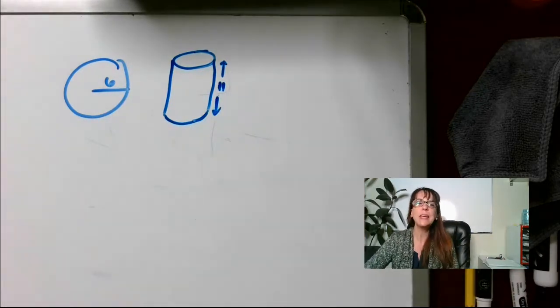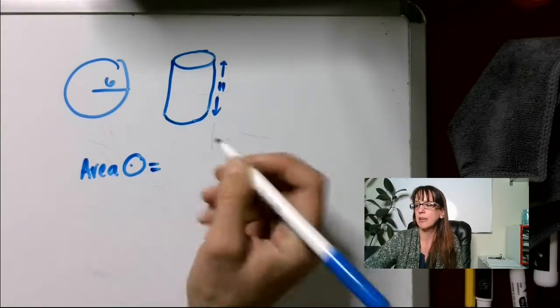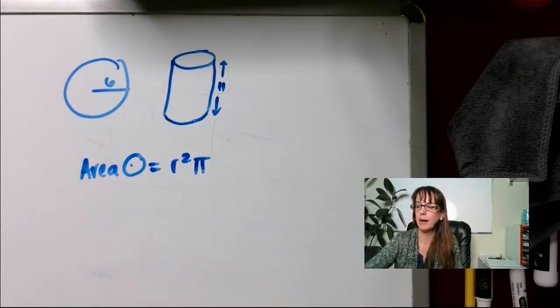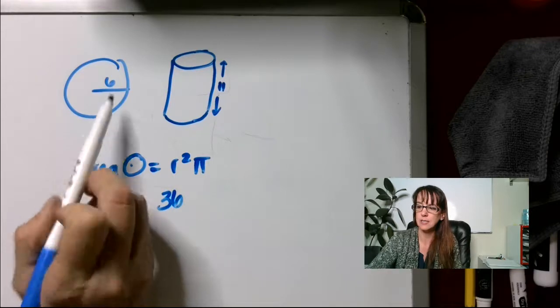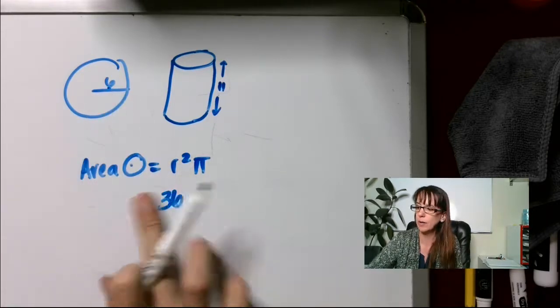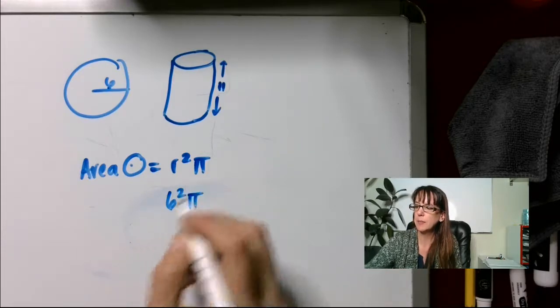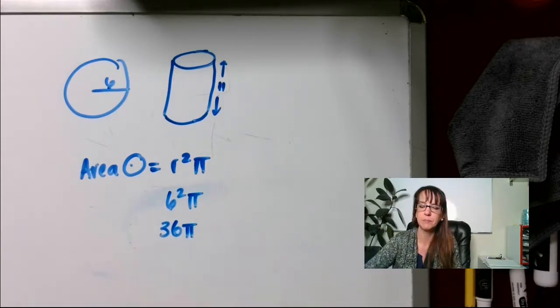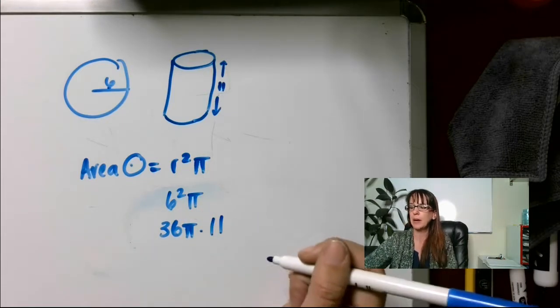Okay, so to find the area of a circle, we take the radius squared and multiply that by pi. Radius squared by pi. So that's going to be 36 because the radius is 6, and if I do 6 squared and multiply that by pi, I get 36 pi. Okay, 36 pi. Now what I have to do is multiply that by the height. In this case, because it's just a cylinder, you don't have to multiply by pi. You can leave it in terms of pi. So I'm gonna take this and multiply that by 11.